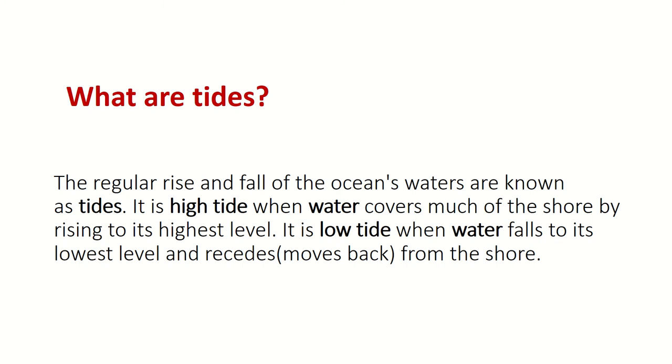It is low tide when water falls to its lowest level and recedes from the shore. Recedes means moves back. So low tide is because of the water which moves back. So when water moves back, the level of water will be low. So here we have seen there are two types of tides, high tides and low tides. High tide is because of the high level of water, and low tide is because of the lowest level of water, and this water always moves back.